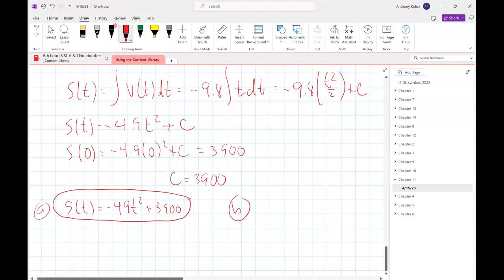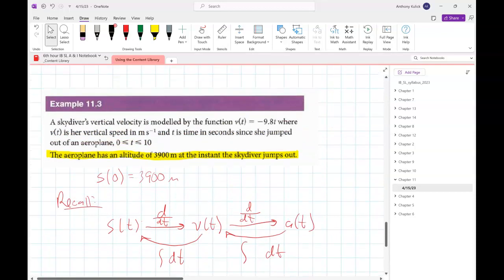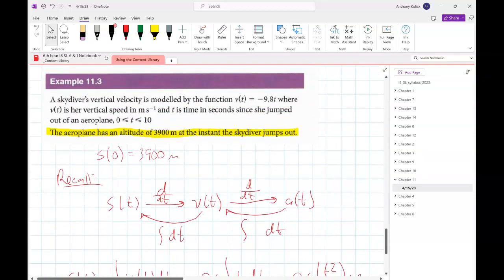For part B, what should my unit be? We started out here in meters per second. We're backing up, doing the integral. Should be in meters, yep.